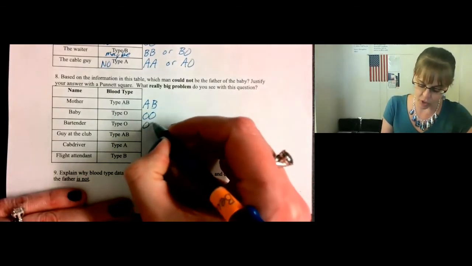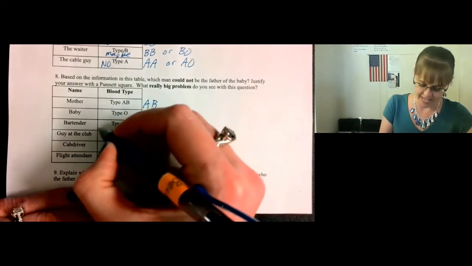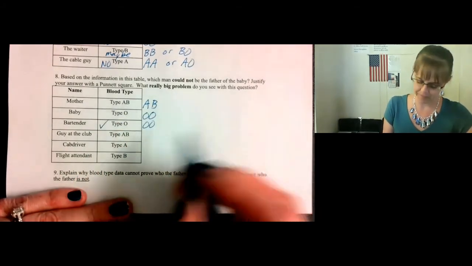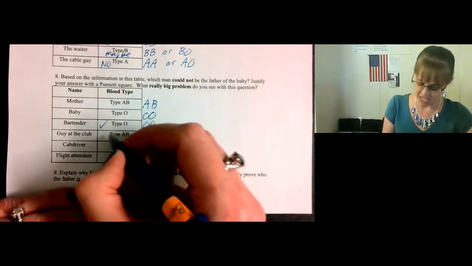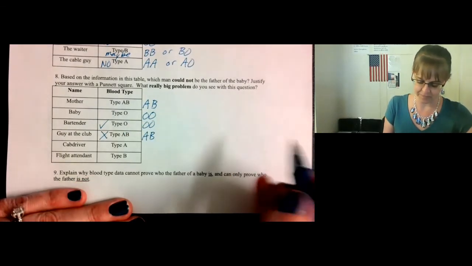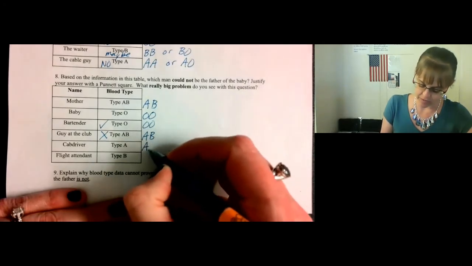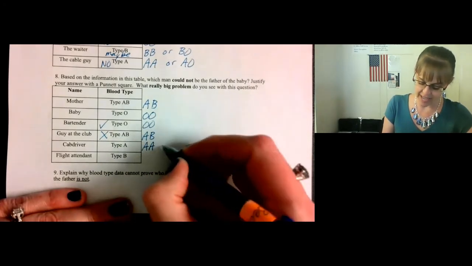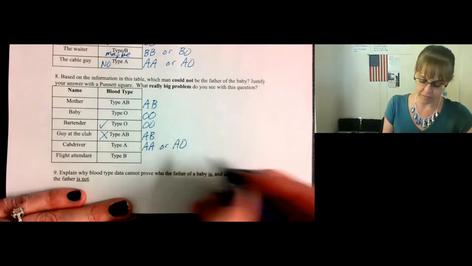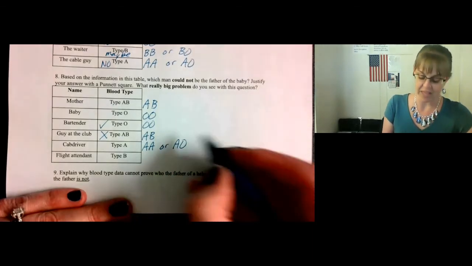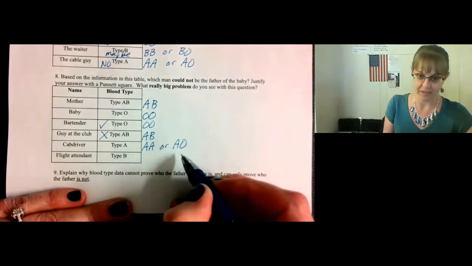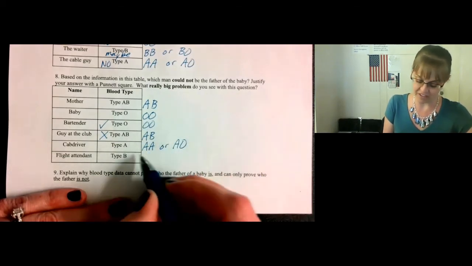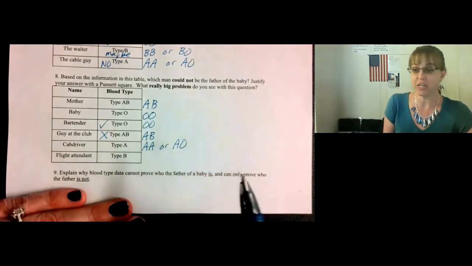Type O, he could only pass on O's. He might have been the father. He can pass on an A or a B. He could not have been the father. He could either pass on an A or he could pass on an O. If he passed on the O, if he was type AO, then he could be the father. If he was AA, he could not. But you don't know that.